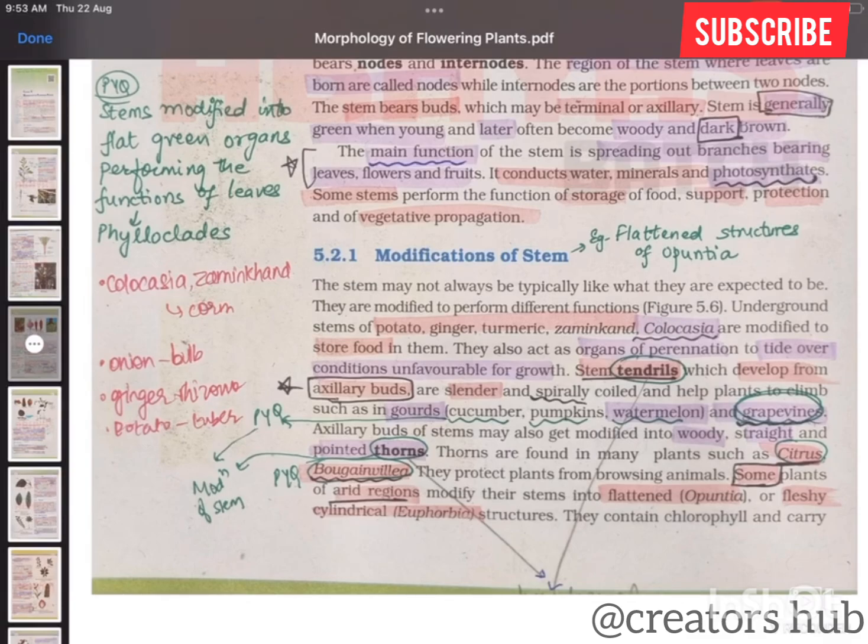It conducts water, minerals and photosynthates.